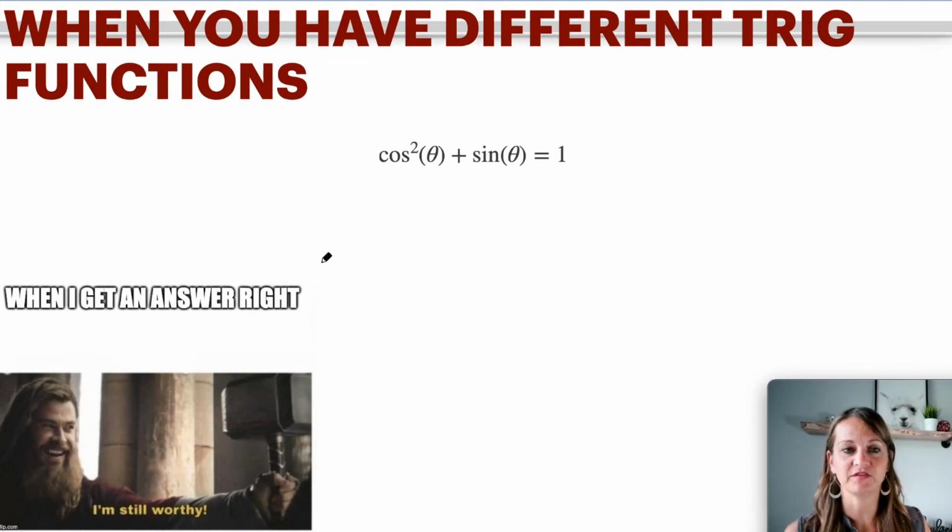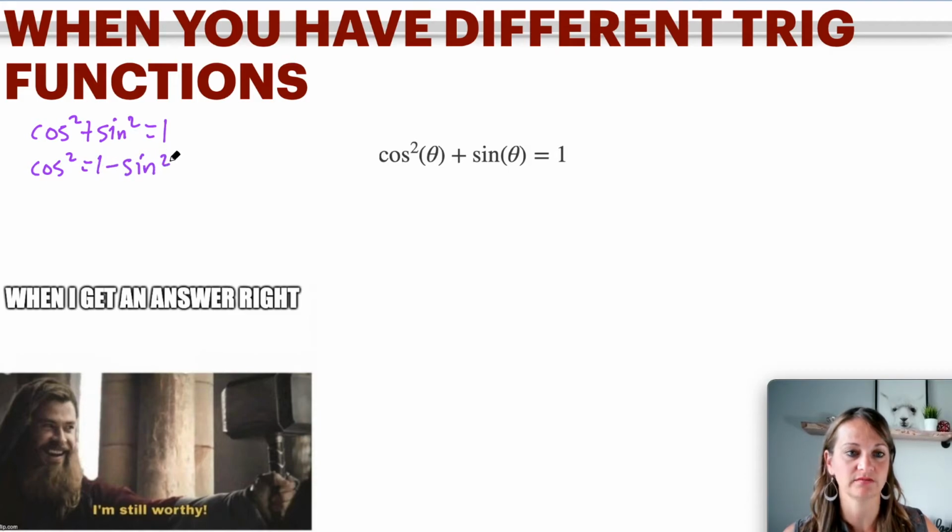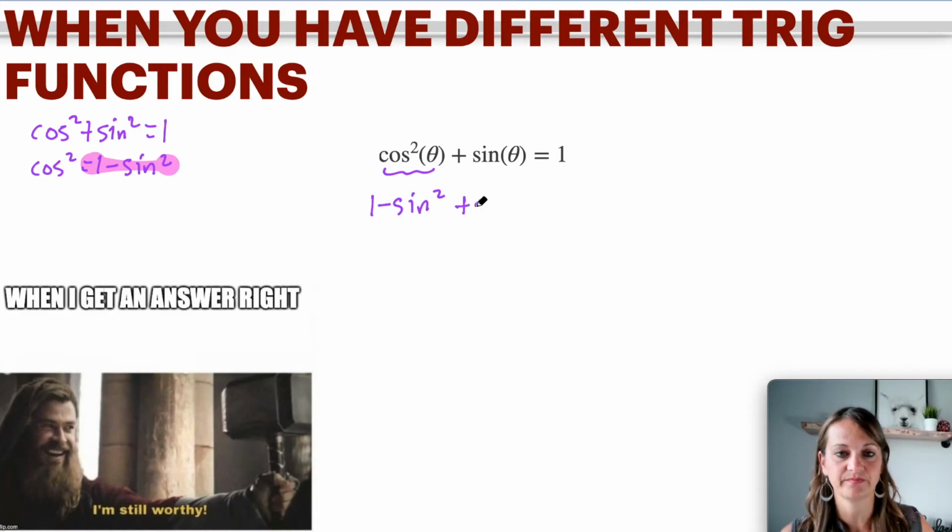Now, sometimes you're going to have different trig functions and you're going to have to manipulate them to get the same trig function together. So for example, I need cosine squared to look like sine, or I need sine to look like cosine. And I can't really do anything with sine, but there are some identities that deal with cosine squared. We know that cosine squared plus sine squared equals 1, which means we know that cosine squared is 1 minus sine squared. I am going to take that and substitute it in for cosine. So instead of cosine squared, I'm going to put in 1 minus sine squared.